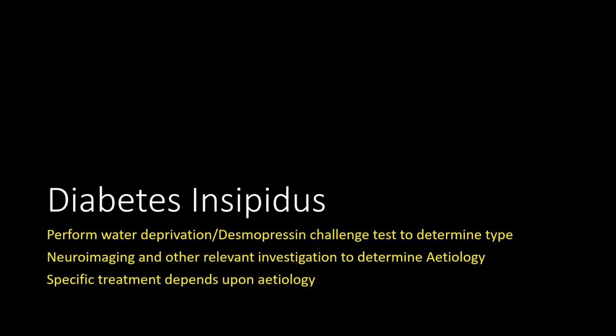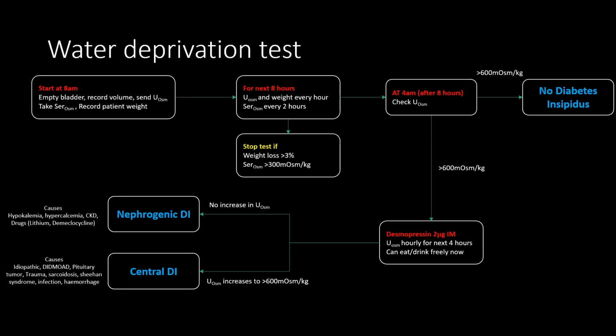We have to confirm the diagnosis by performing the water deprivation test or desmopressin challenge test to determine the type. Neuroimaging and other relevant investigations to determine the etiology have to be performed, and the specific treatment obviously will depend upon the etiology. This is the flow chart for water deprivation test that we may follow.